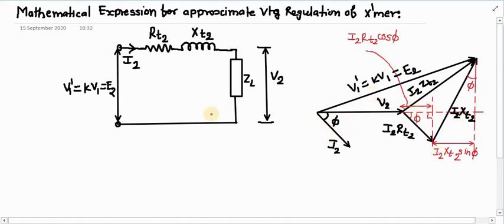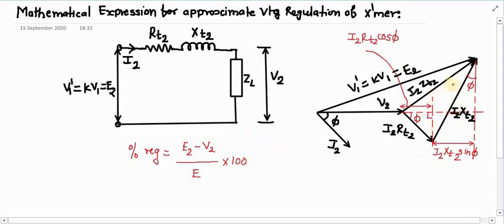But we are interested in what? What is your percentage regulation from this approximate equivalent circuit? It is nothing but V1 dash minus V2, where V1 dash is nothing but E2. So E2 minus V2 divided by E2 into 100. Means we have to find out E2.